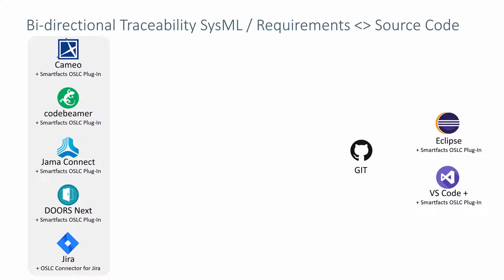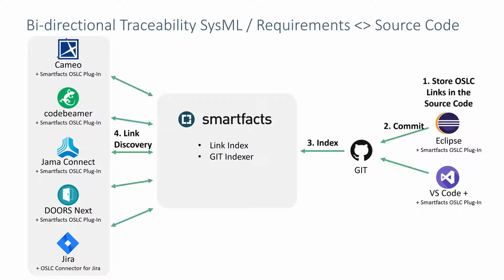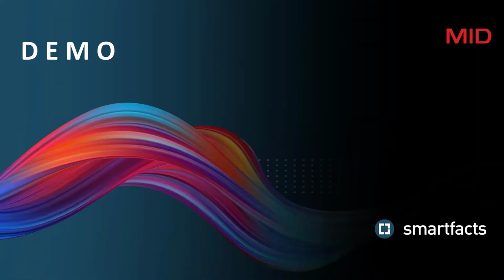Few comments on what I'm going to show in the next few minutes. I will start in Eclipse and add some links from source code to SysML use cases and requirements. Then I will commit that code to GitHub. I will make sure that the code gets indexed by SmartFacts, so Cameo and all the other tools on the left side can do link discovery, and we have a full bi-directional link management experience.